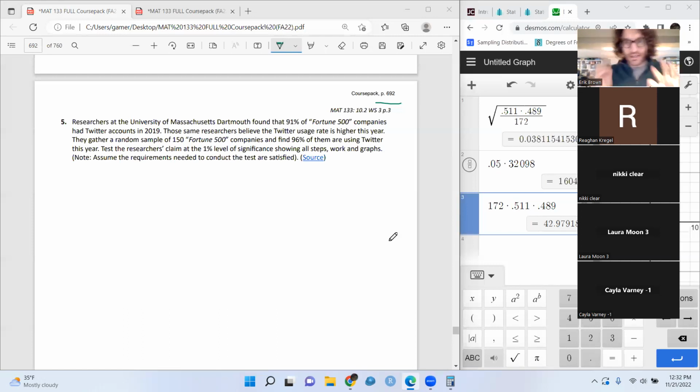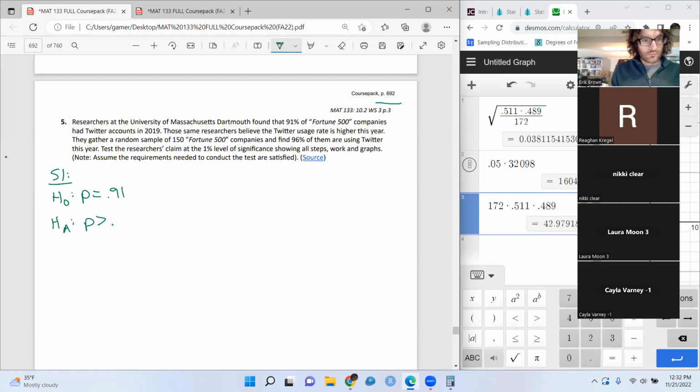Okay, that was 5 minutes. Let's check. What do you all have for step 1? H0 equals 0.91, and then HA is greater than 0.91. Does everyone agree?